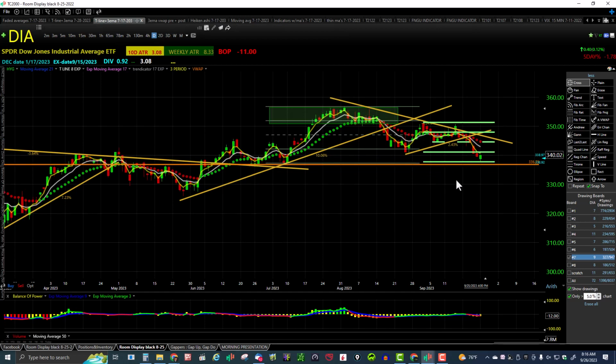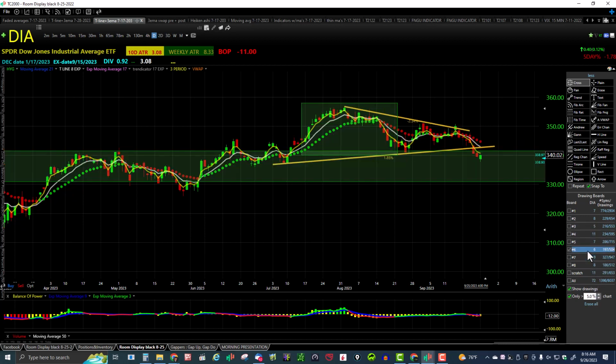All right, here's Diamond Dow, and we have a neckline right through here. And you can see Diamond Dow has broken the neckline. Let me see if I can find a cleaner chart for you. Let's try that. There's the neckline. There's the neckline break. Of course, you're right into consolidation, just like the IWM.